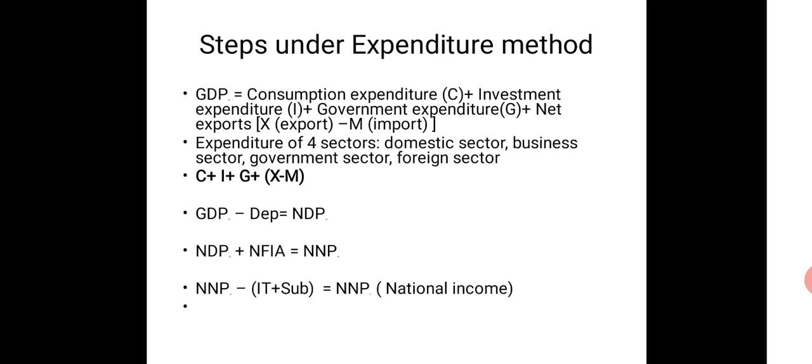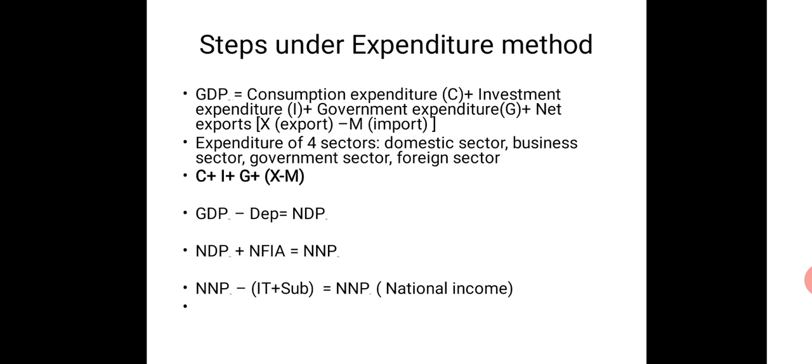Domestic sector consumption expenditure, see, that's what households spend on. Business expenditure, investment expenditure, that is basically expenditure of the business sector. Government expenditure, that is expenditure of the government sector. And net export, that is basically expenditure of the foreign sector. So totally the national income identity that comes over here is C plus I plus G plus X minus M. X is for export and M is for import. This is how we arrive at GDP-MP.